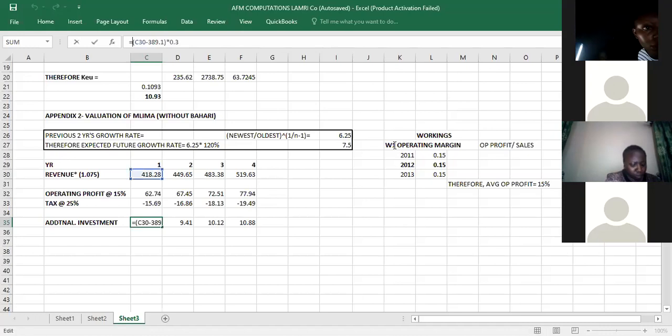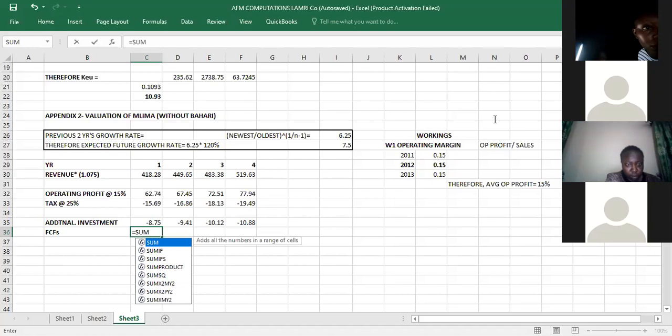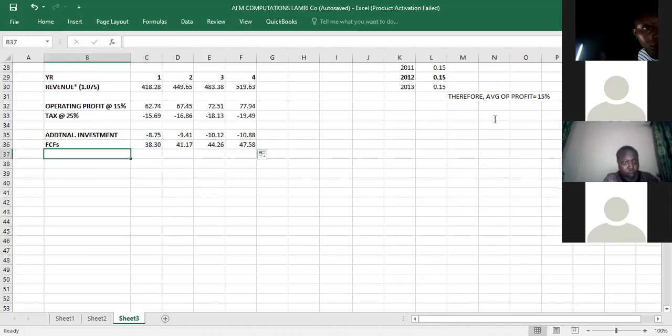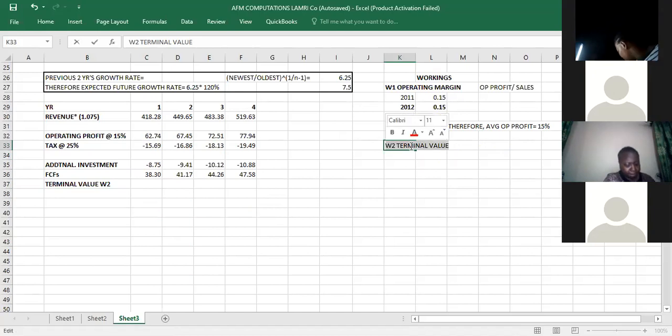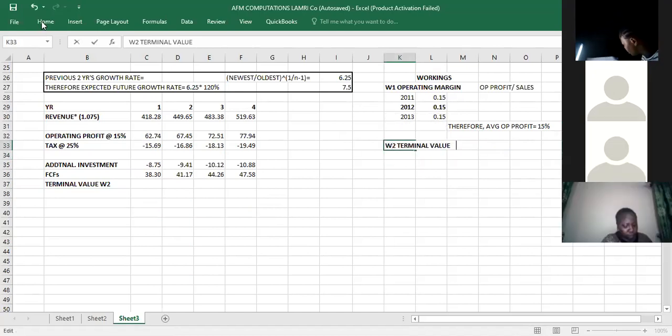Just let me. So all of you, write it down. So free cash flows. So that's post-tax operating profit minus additional investment. So the three of them.